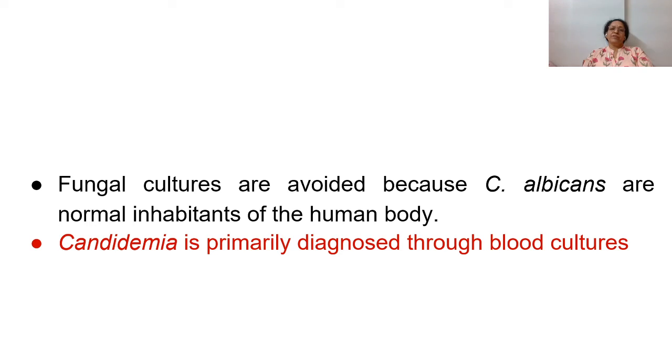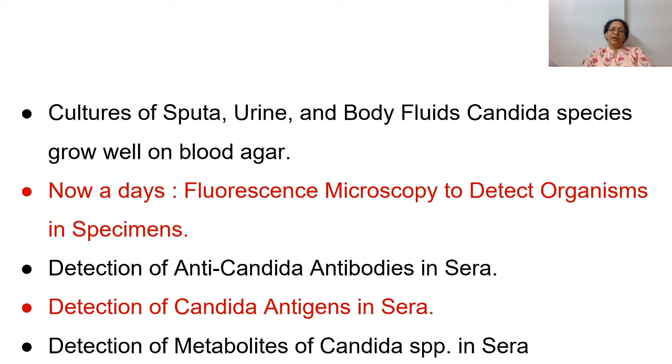Here, blood cultures are widely used for the diagnosis of candidemia. At that time, they are present in the blood, which is not normally observed. Then cultures from sputum, urine, and various body fluids can be carried out using blood agar. Nowadays, different techniques are used. They are fluorescence microscopy to detect organisms in the specimen, then detection of anti-candidal antibodies in the patient's serum. These are also nowadays included in the laboratory diagnosis.